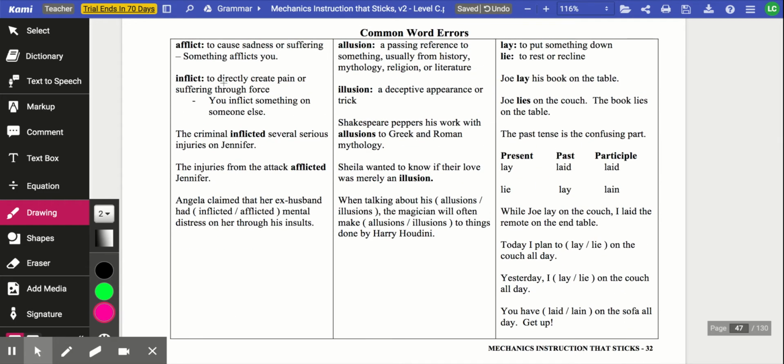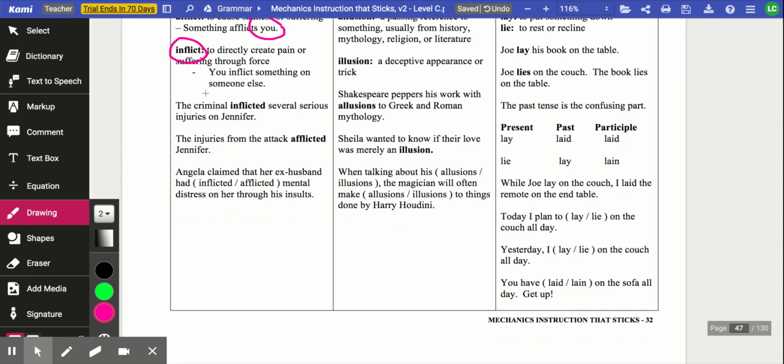Okay, some common word errors. Afflict versus inflict. Okay, afflict causes you sadness or suffering. So the focus is on you, okay, being afflicted by something. To inflict is for the pain to be directly caused by a force, okay, directly creating pain or suffering through force. You inflict something on someone else. An affliction pains you, okay? An infliction is when you're putting pain on someone else.